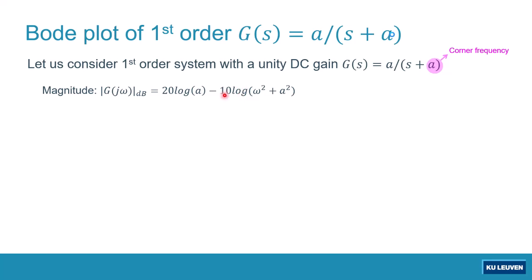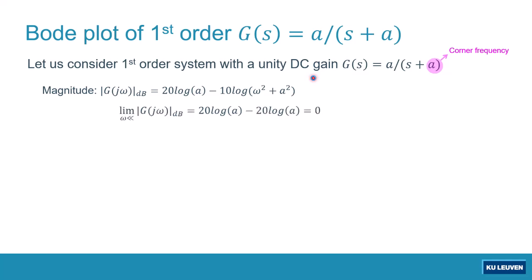How do I come up with 10 log omega square plus A square? It's because the denominator of the magnitude will be equal to the square root of omega square plus A square. If I put it in dB scale, then 20 log of the square root of omega square plus A square will be equal to 10 log omega square plus A square. You still remember, I believe, how the logarithmic operation works. Okay, let's go back to this. The magnitude is equal to 20 log A minus 10 log omega square plus A square. How do we sketch the magnitude from this point?